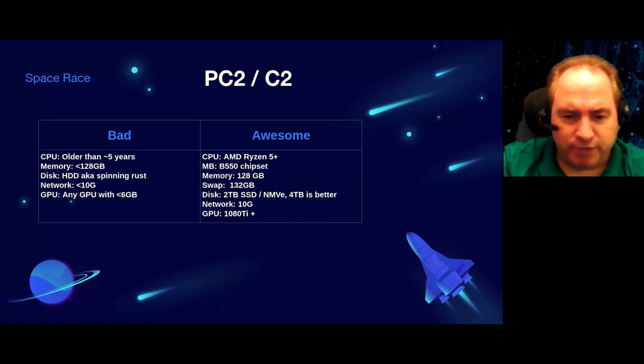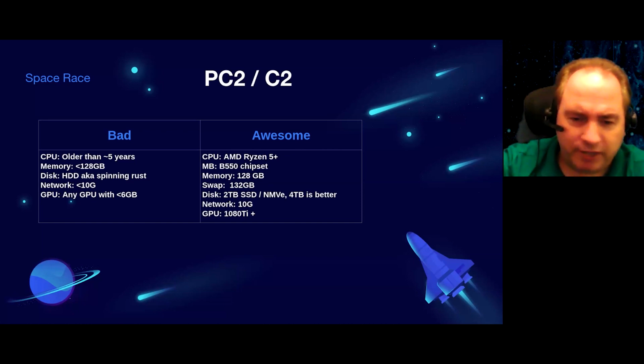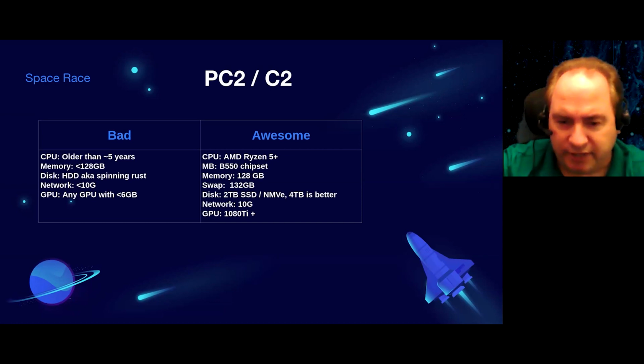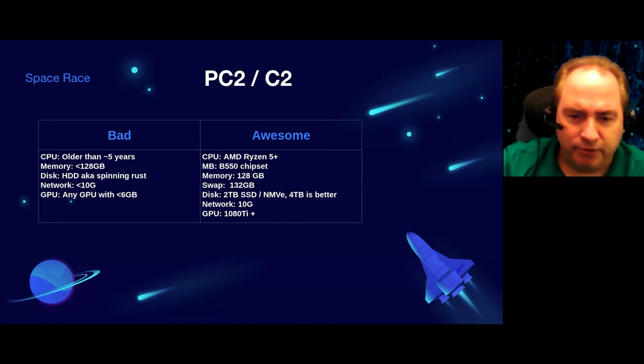In general, on the awesome side, you do need more threads to do the work of PC2 and C2. So a Ryzen 5, 7 or 9 works really well for these. Again, swap space has to be a little bit higher than the memory that you have on the system.